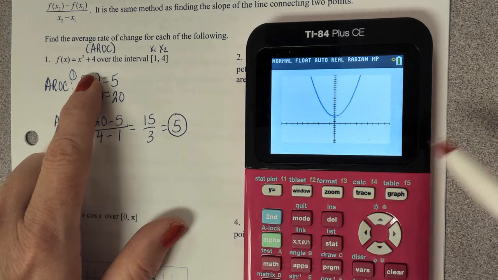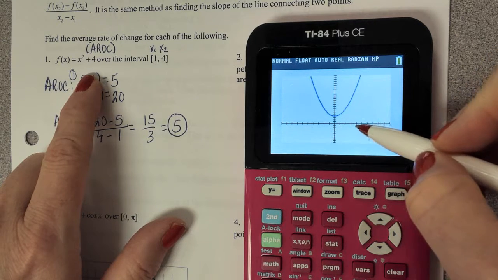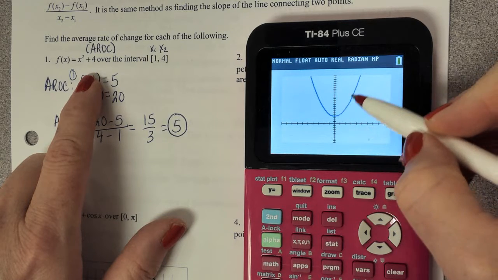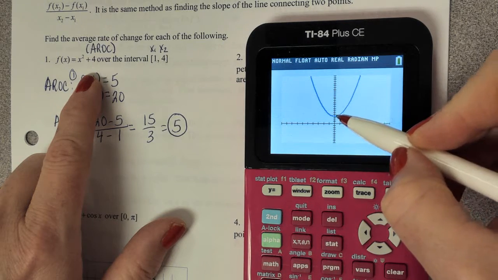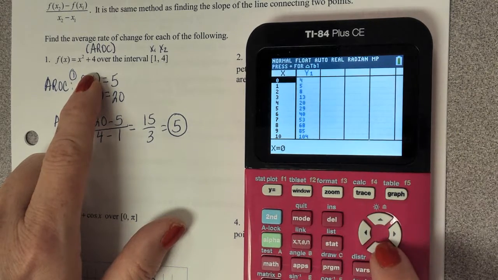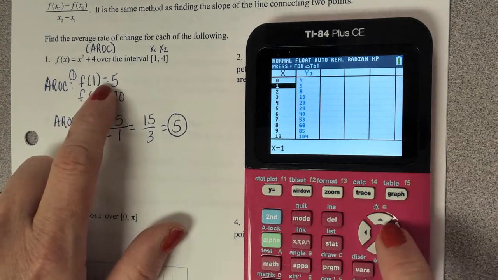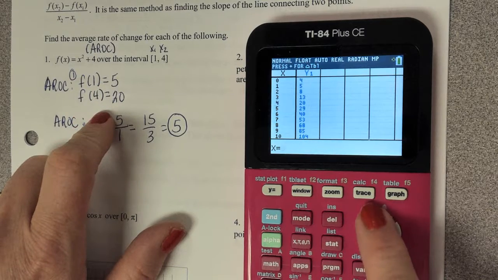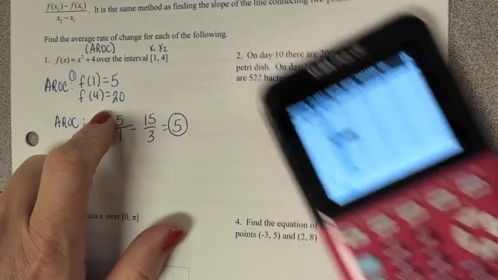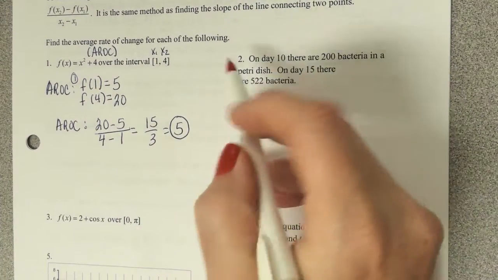Here's the picture. So from right here to x equals 4 right here, I'm basically finding the rate of change there, the average rate of change between those 2 points. I also could have used my calculator to find those values. Right here's f of 1 if I want to double check, and right here's f of 4 if I wanted to check that.